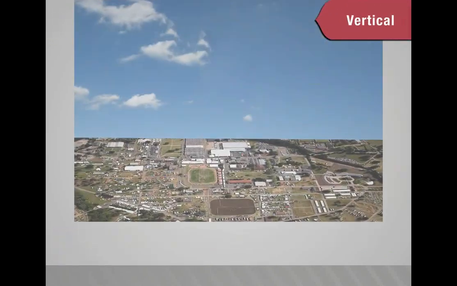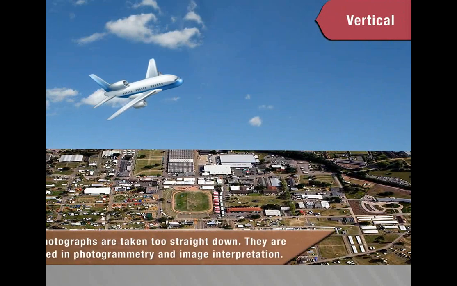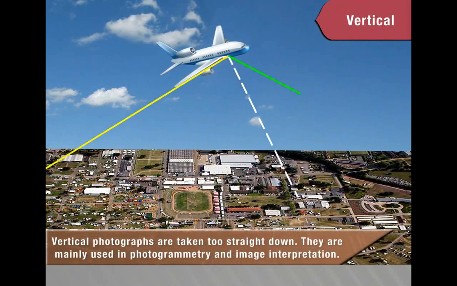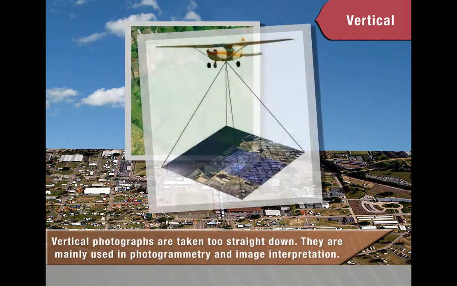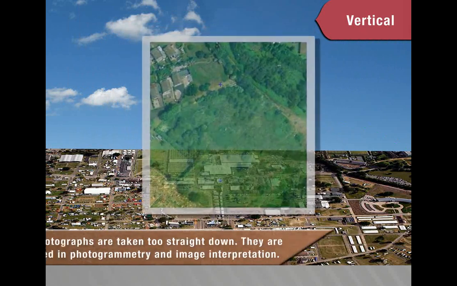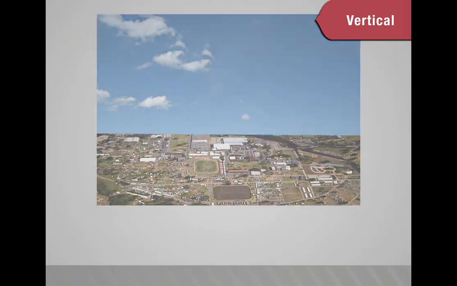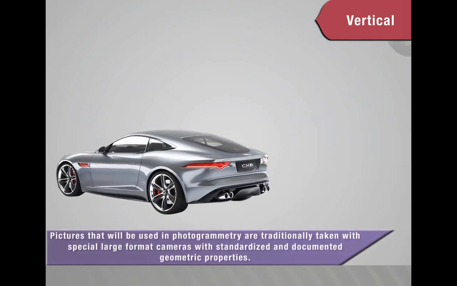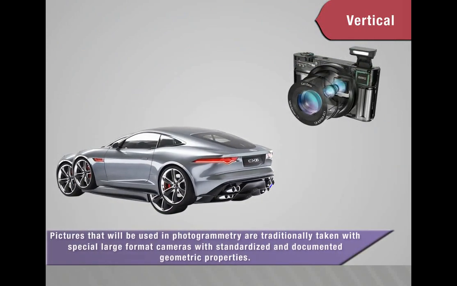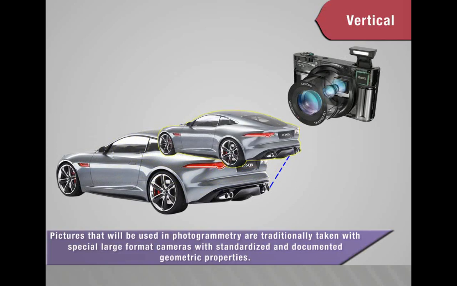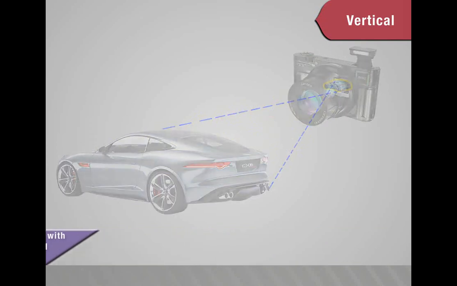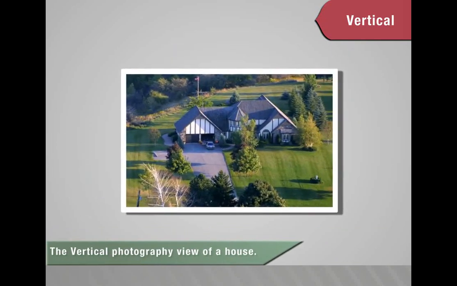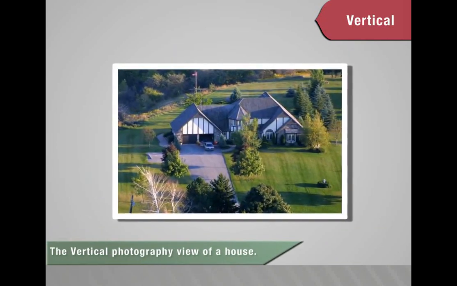Vertical. Vertical photographs are taken straight down. They are mainly used in photogrammetry and image interpretation. Pictures that will be used in photogrammetry are traditionally taken with special large format cameras with standardized and documented geometric properties. The vertical photography view of a house.